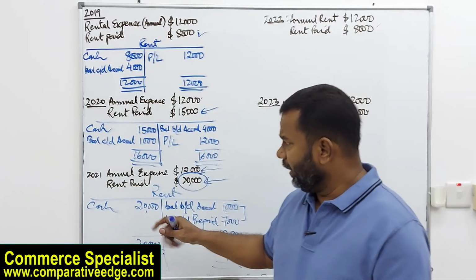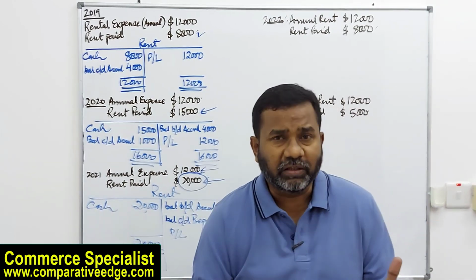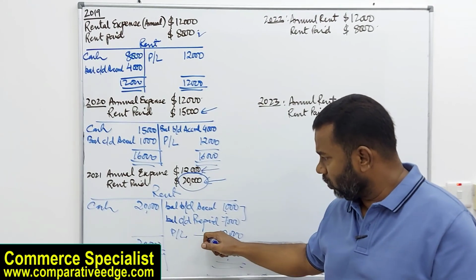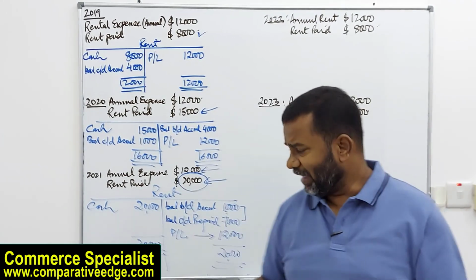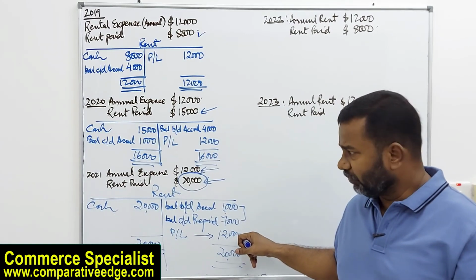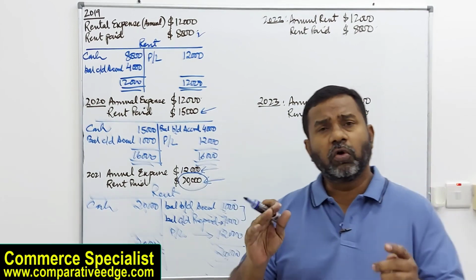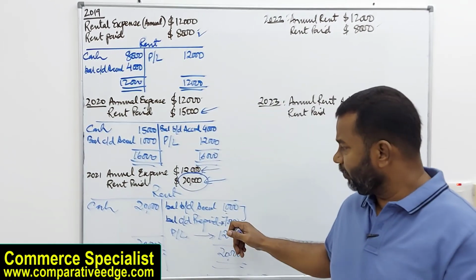So in 2021, if I prepare my financial statements, what's happening? 12,000 will go into the income statement, into the profit and loss, into the statement of comprehensive income as an expense for the year. This 7,000, because it's prepaid, will go in the assets, to be more precise, among the current assets as prepaid rent.